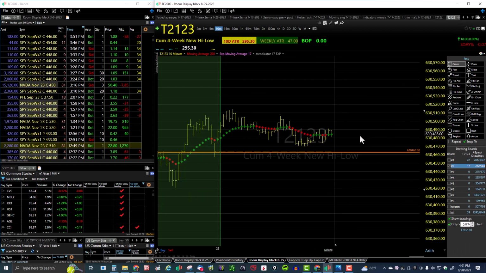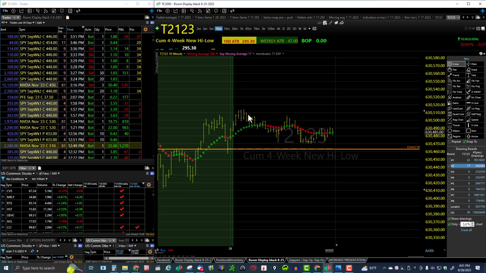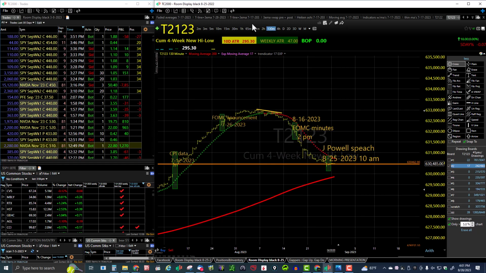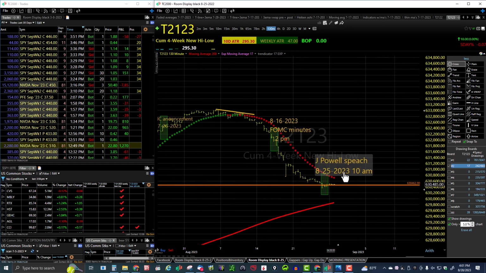T2123. Red, green all day, just Christmas colors. Nothing to report other than just consolidation here. T2123. On the bigger time frame, just still more red trend indicator balls with consolidation, price action is stalling, and the trend indicator is catching up to the price action here. So here's the selling going on right now.